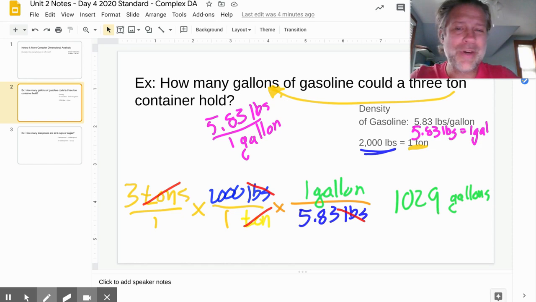So the trickier part of this one is that if we give you a density, recognizing that a density is actually a relationship or a conversion factor and not just one number. So in this case, the density gave us the relationship between pounds and gallons of gasoline. In other cases, it might give us the relationship between like grams and cubic centimeters, but it's still a relationship, and that's what's important to remember.